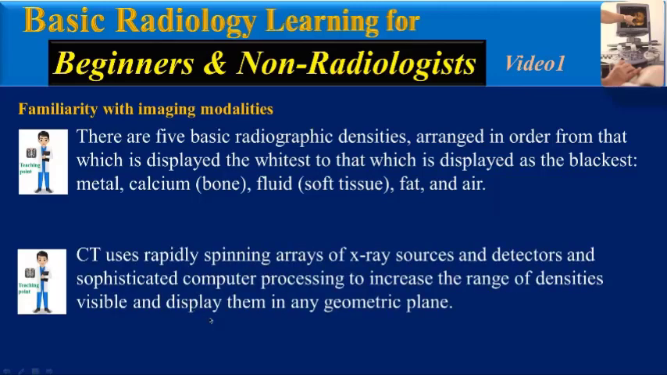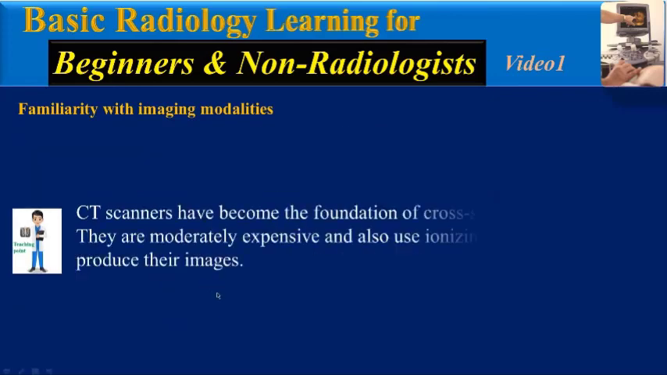CT uses rapidly spinning arrays of X-ray sources and detectors and sophisticated computer processing to increase the range of densities visible and display them in any geometric plane. CT scanners have become the foundation of cross-sectional imaging. They are moderately expensive and also use ionizing radiation to produce their images.